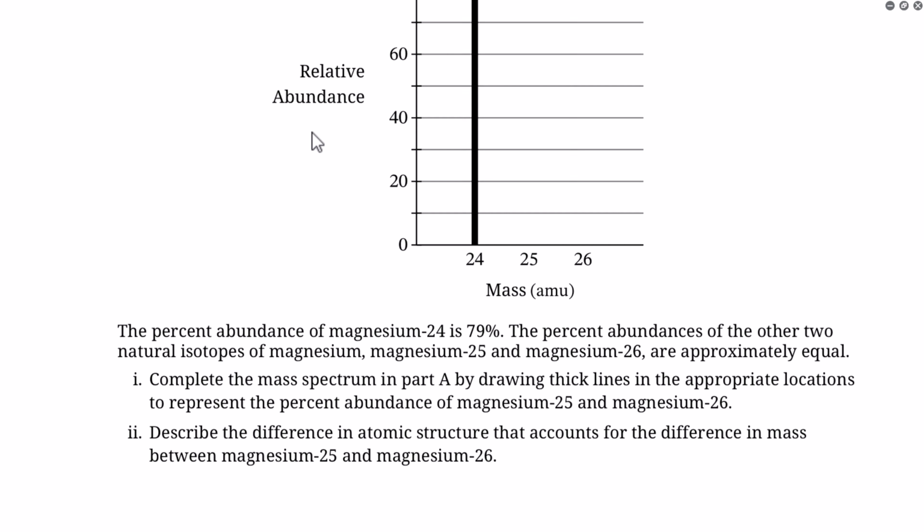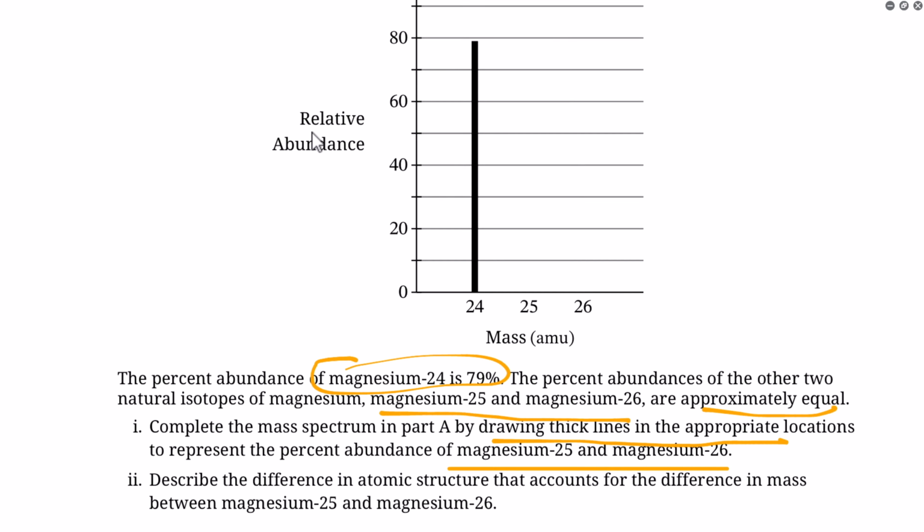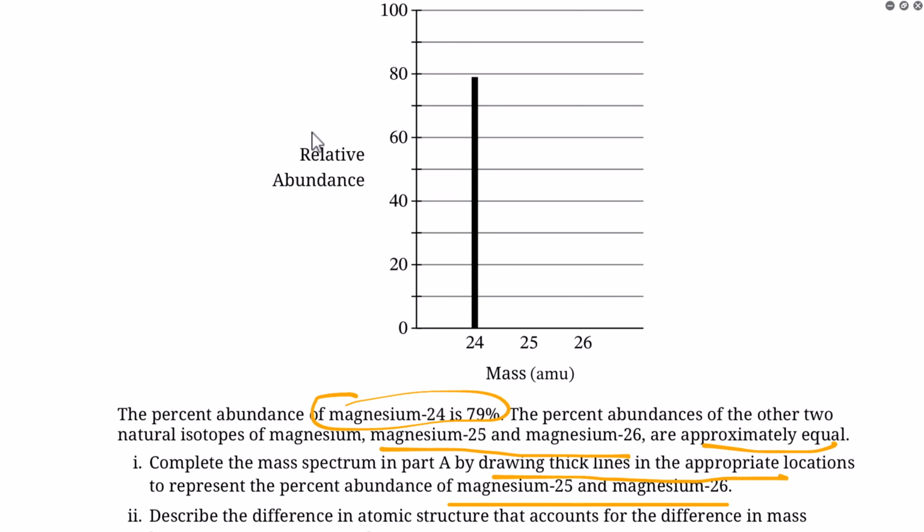The percent abundance of the other two natural isotopes of magnesium, 25 and 26, are approximately equal. Okay. So it says complete the mass spectrum in part A by drawing thick lines in appropriate locations to represent the percent abundance of magnesium-25 and magnesium-26. All right, so it does say here that it's 79%, so that's good to start us off with.